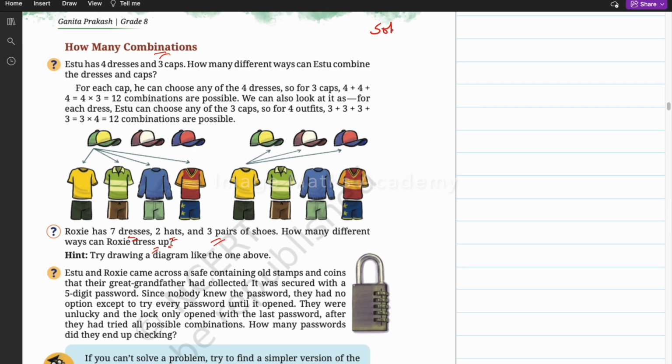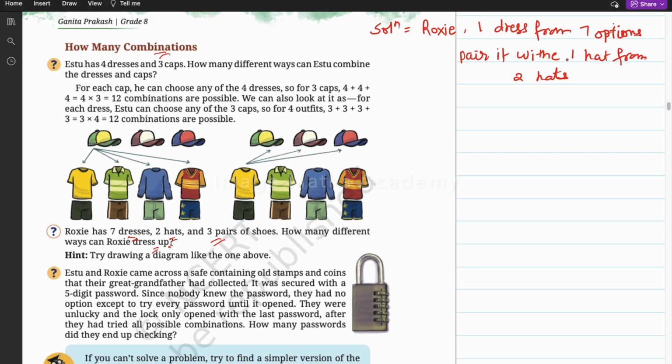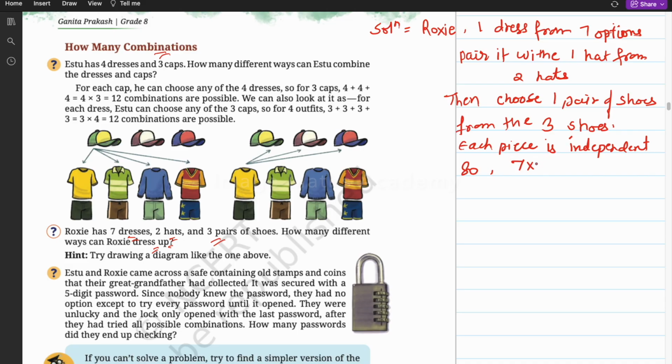So solution, 7 dresses है. Suppose if you pick 1 dress from the 7 options, इसको हम किसके साथ पेयर करेंगे? Pair it with 1 hat from 2 hats, and then we will choose 1 pair of shoes from the 3 shoes. Each piece is independent, so we will multiply 7 multiplied by 2 multiplied by 3, which is equal to 42. So 42 different ways can Roxy dress up.